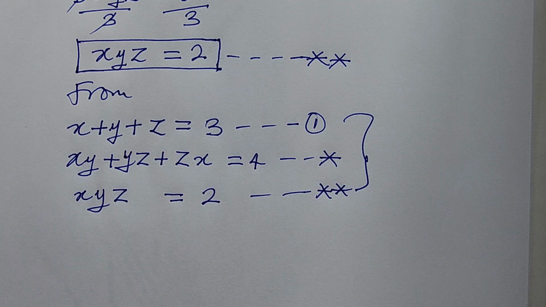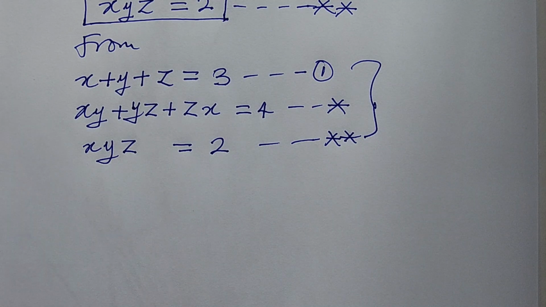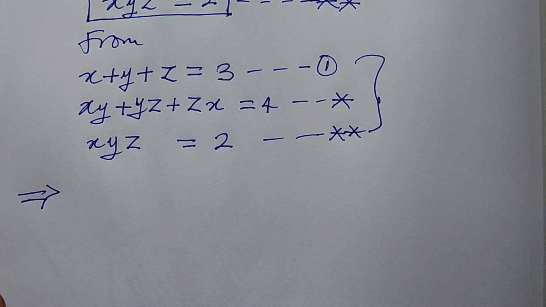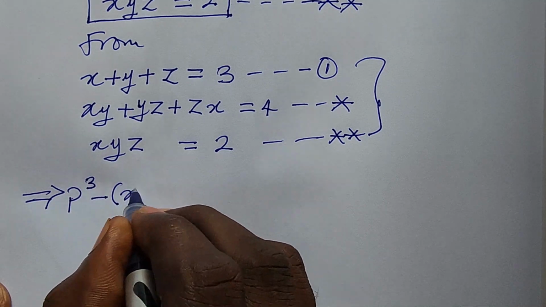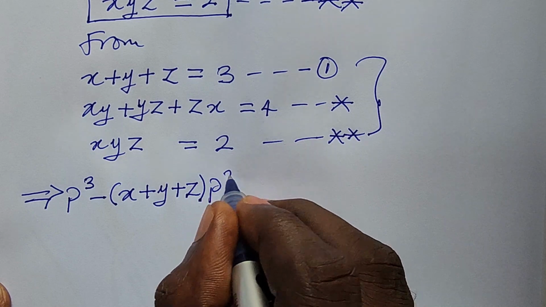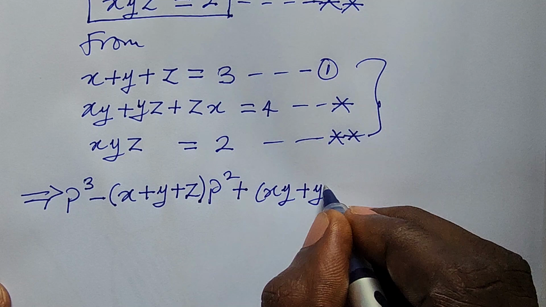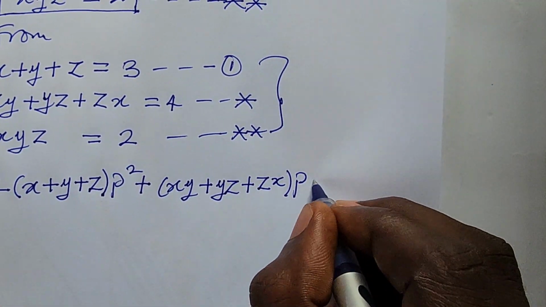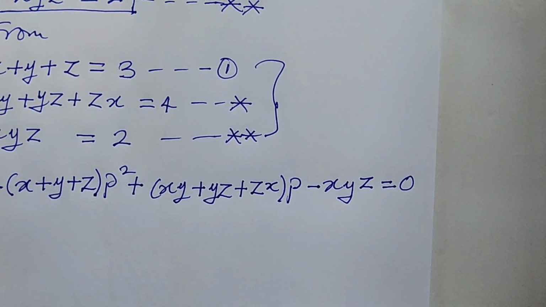So how are we going to do this? Watch what I want to do here now. Very easy, and a crazy idea you're going to learn from here. So forming the polynomial equation, let's form it in P. So we're going to have P to the power of 3 minus bracket x plus y plus z close bracket times P squared, plus bracket xy plus yz plus zx, the bracket P, then minus xyz, everything equal to 0.